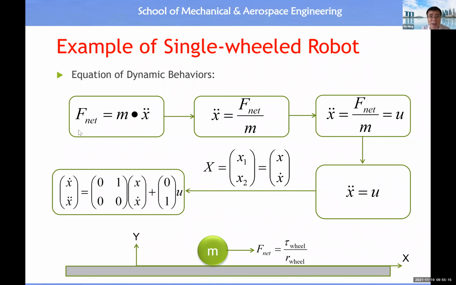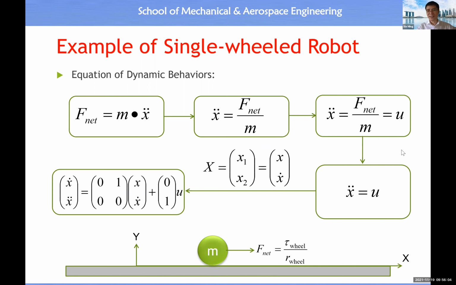So here I just show you two examples. We start with the simplest one. Let's say you have a robot, the simplest robot in the world. This robot only has a single rigid body, which is a wheel. So it can roll on the floor. Then the dynamic equation is just Newton's second law. For example, this is a net force acting on this single rigid body robot. Then this will produce acceleration on the mass, right? Then x double dot equals force divided by m. Then we just consider x double dot to be equal to the output from the controller.